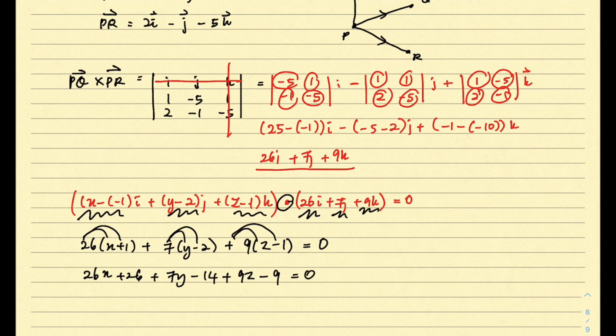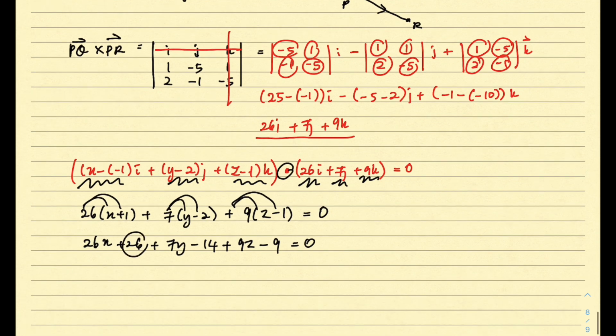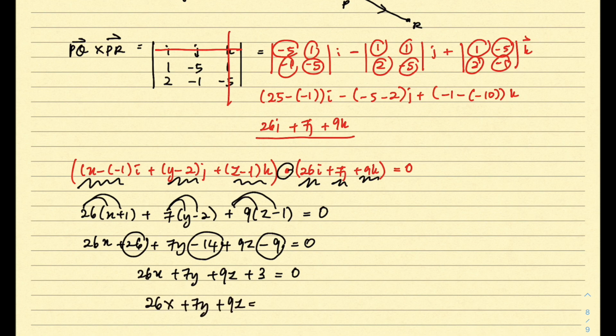Now 26 minus 14 will give you 12, and 12 minus 9 will give you 3. So what you will have is 26x plus 7y plus 9z plus 3 is equal to 0. So you have 26x plus 7y plus 9z equal to negative 3. This one will be your equation of the plane.